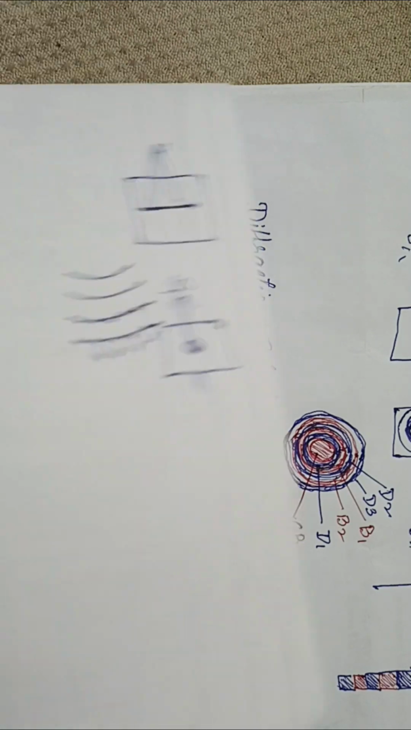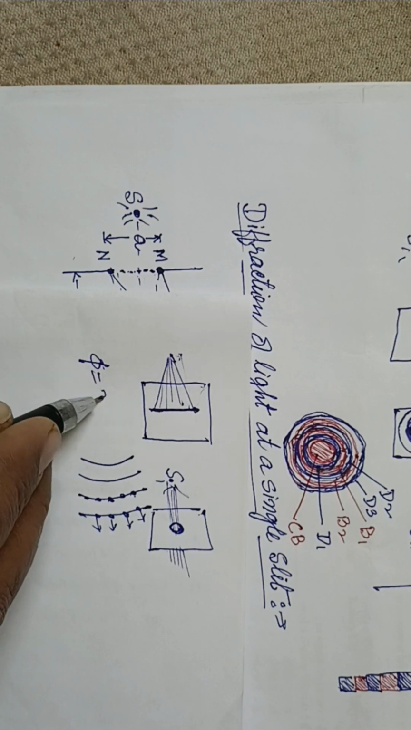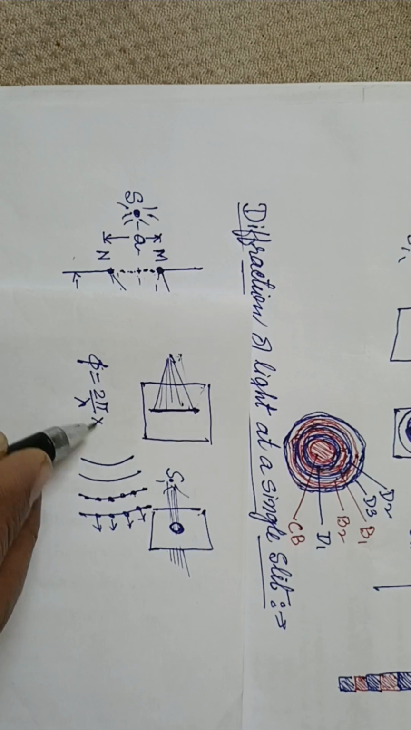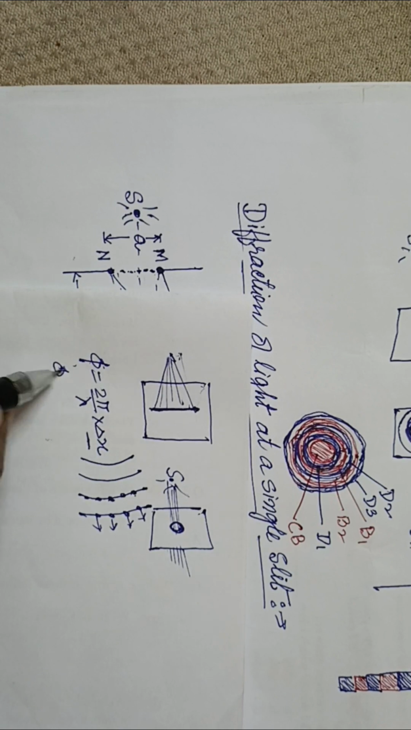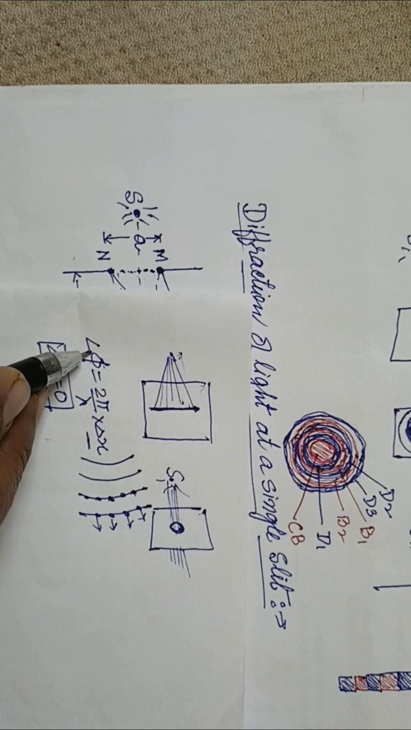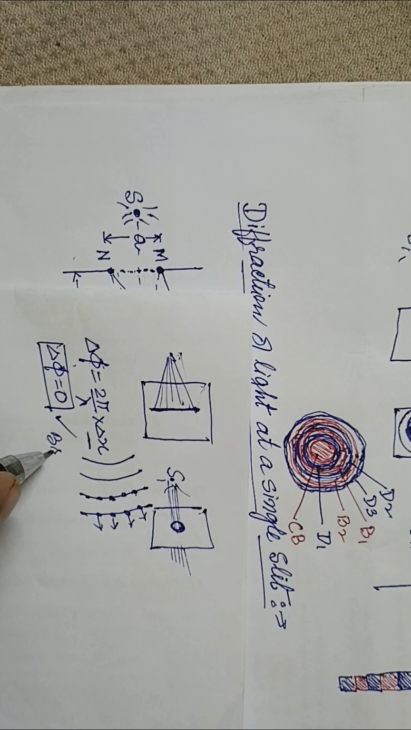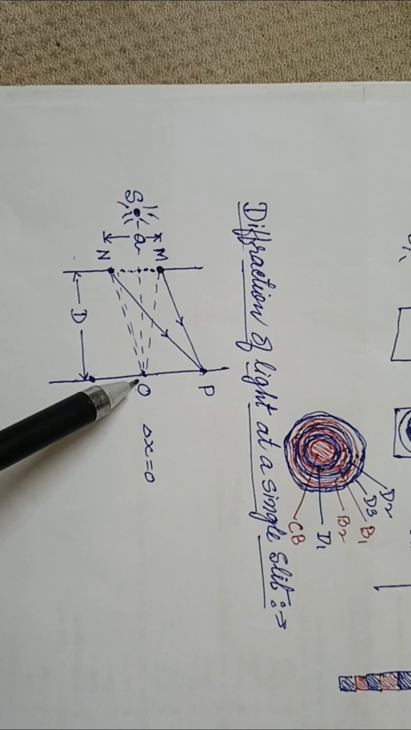As you know, the path difference is 0, so the phase difference will also be 0, because phi equals 2 pi by lambda into delta x. If x is 0, that means phi is also 0, means delta phi is also 0, means no phase difference. And when there is no phase difference, there is always a bright fringe, that you know. So here that entire region is bright, you will get a bright patch over there.